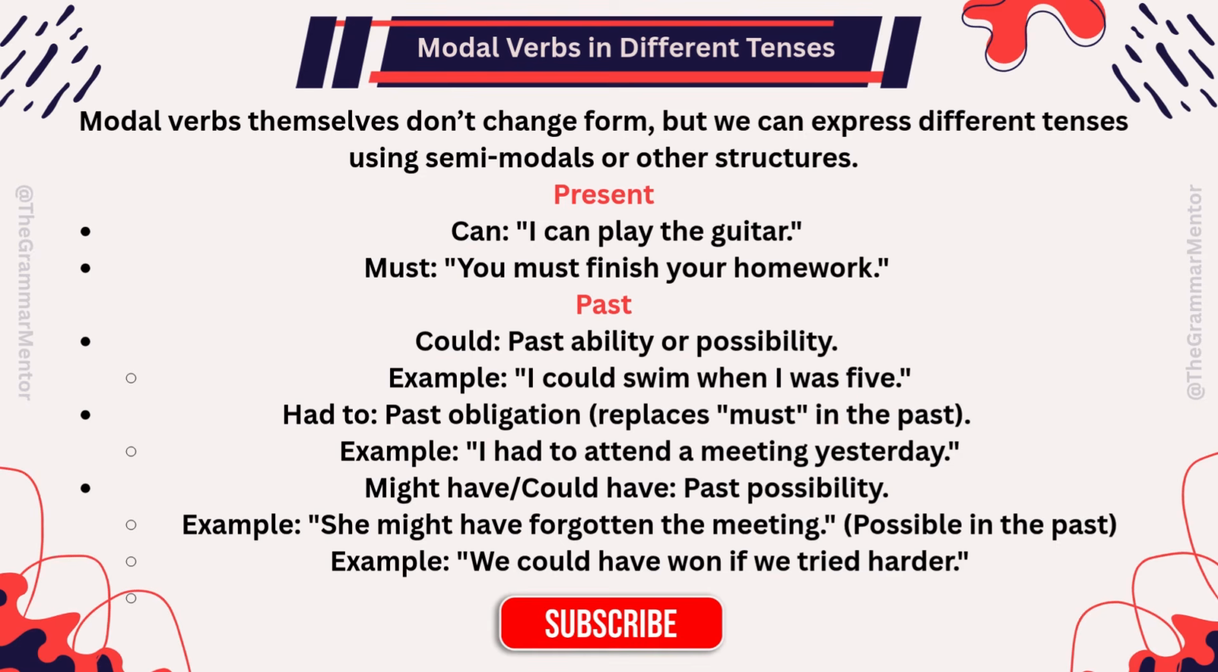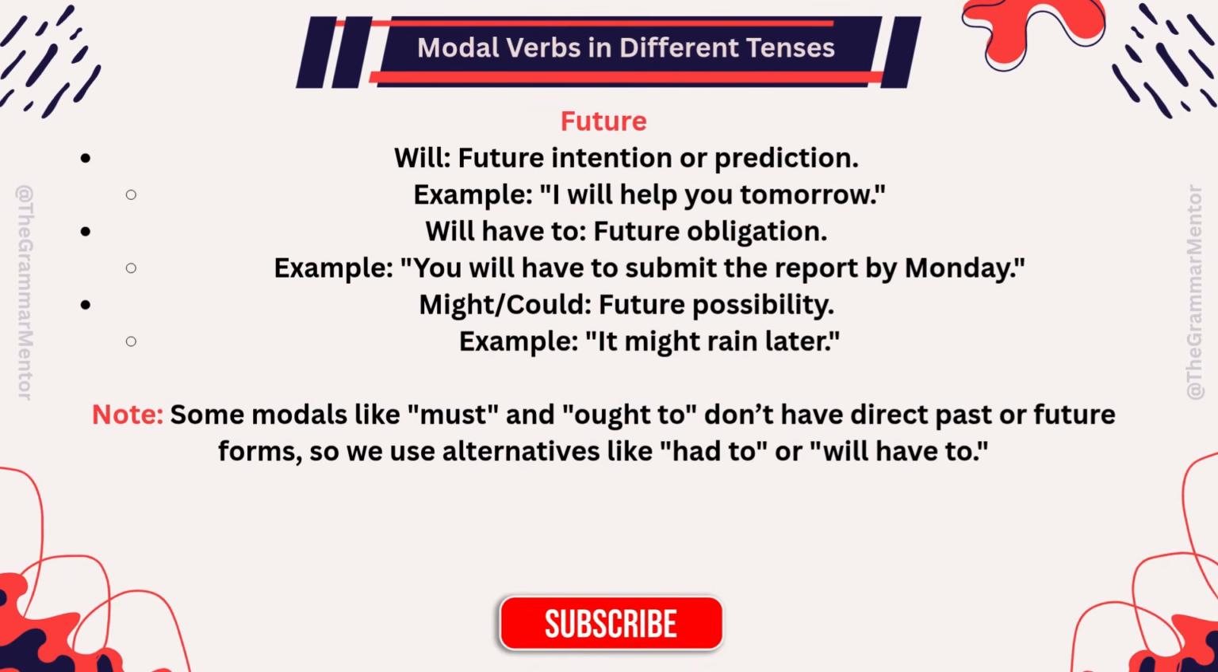Might have / could have, past possibility. Example, she might have forgotten the meeting. Possible in the past. Example, we could have won if we tried harder. Future. Will, future intention or prediction. Example, I will help you tomorrow. Will have to, future obligation. Example, you will have to submit the report by Monday.